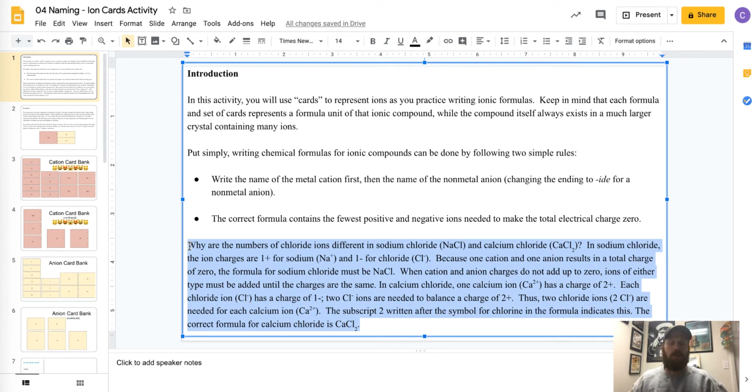Well, sodium chloride involves a sodium ion with a +1 charge and a chloride ion with a -1 charge. To balance each other out, you only need one sodium cation and one chloride anion, NaCl. But the calcium ion has a +2 charge. So to balance out the +2 charge on calcium, we need two negatively charged chloride ions. The whole purpose of this activity is to make that thought process easier to visualize.